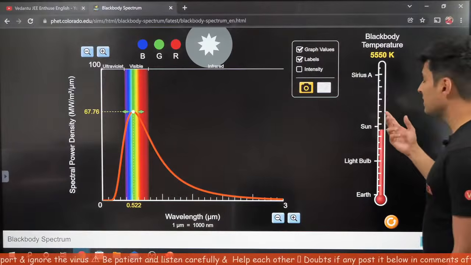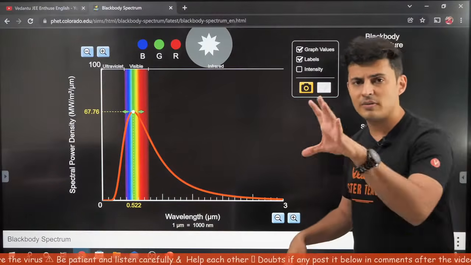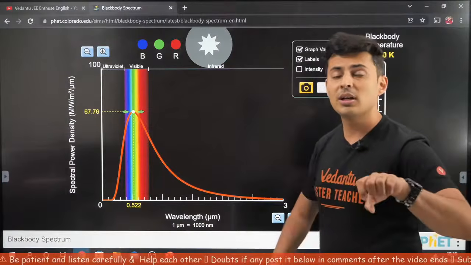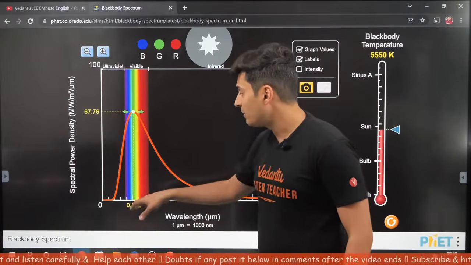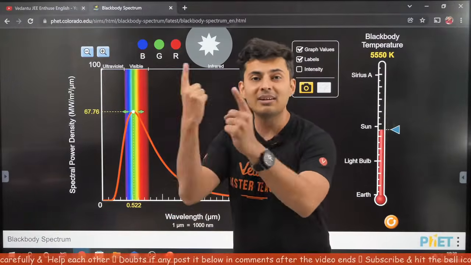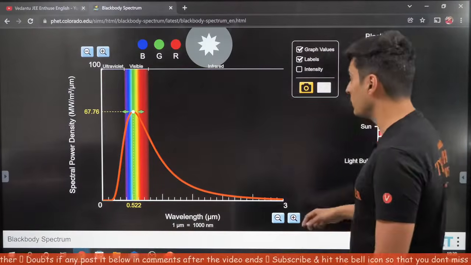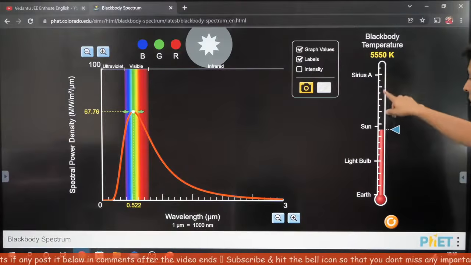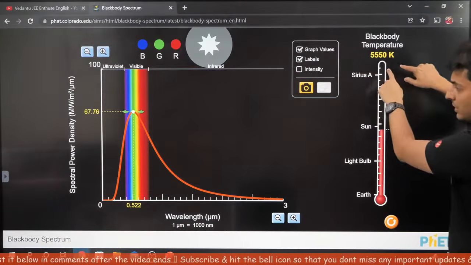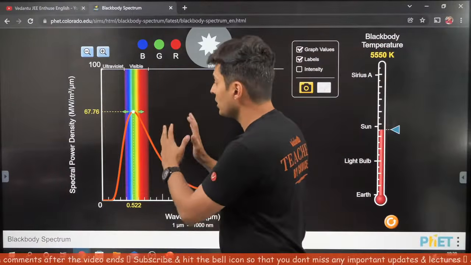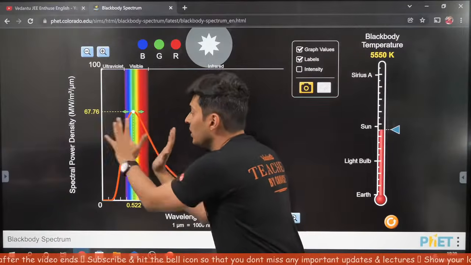Now he changed the temperature of different bodies and studied it, and he found that the wavelength which is maximum and the temperature are inversely related to each other. This is what you're going to see. Look at this. This is a thermometer. If I increase the temperature, you will see this graph shift.